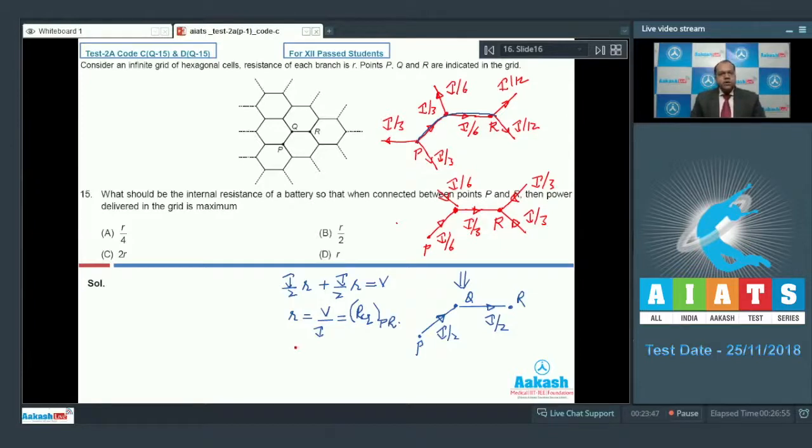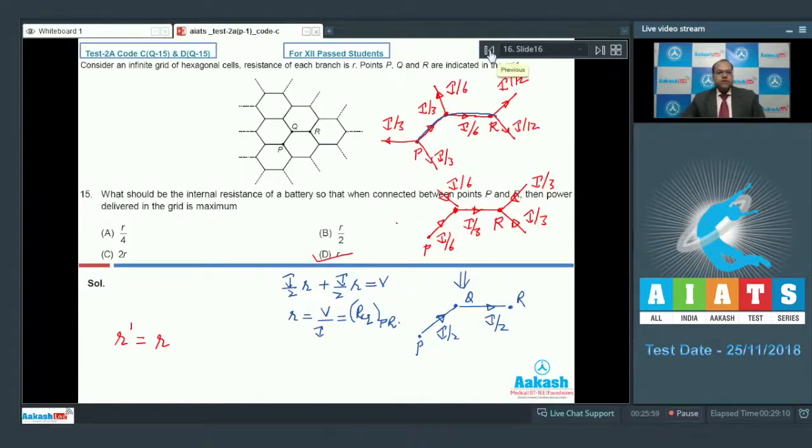Now it is asked in the question, what should be the internal resistance of a battery so that when connected between points P and R, then power delivered in the grid is maximum? So from the maximum power transfer theorem, we can say that when the internal resistance of the battery is equal to the resistance of the external load, then the maximum power is delivered in the load resistance. So if I represent the internal resistance of the battery by R dash, then R dash is equal to the load resistance, that is R in this case. So option D is the correct answer.